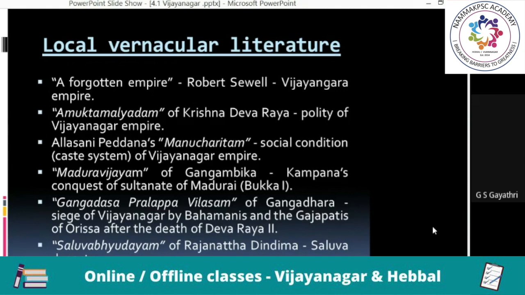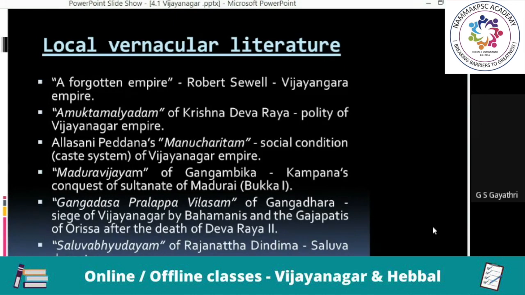This person is one of the Ashtadiggajas of Krishnadeva Raya. Okay, so Krishnadeva Raya had 8 important poets in his court, right? Of them, the most important person is Allasani Peddanna. He has written a work called Manucharitamu. In this work, he talks about the social system that existed during the Vijayanagar Empire. He also gives a brief description of the caste system.